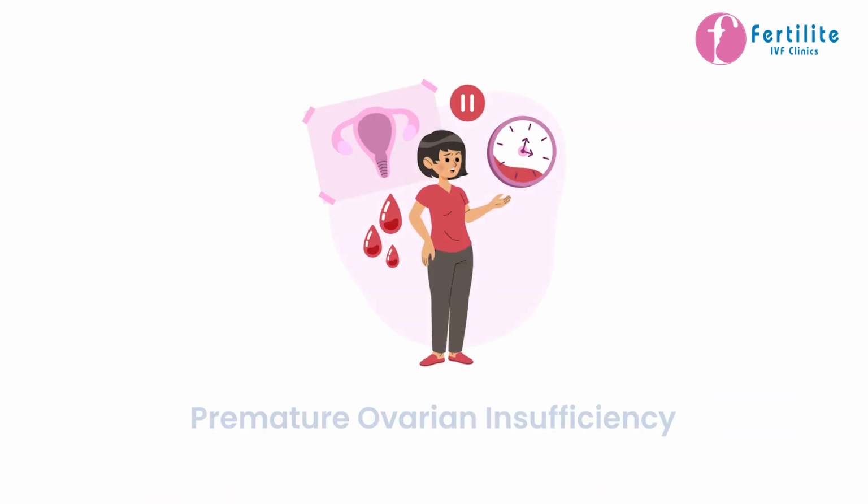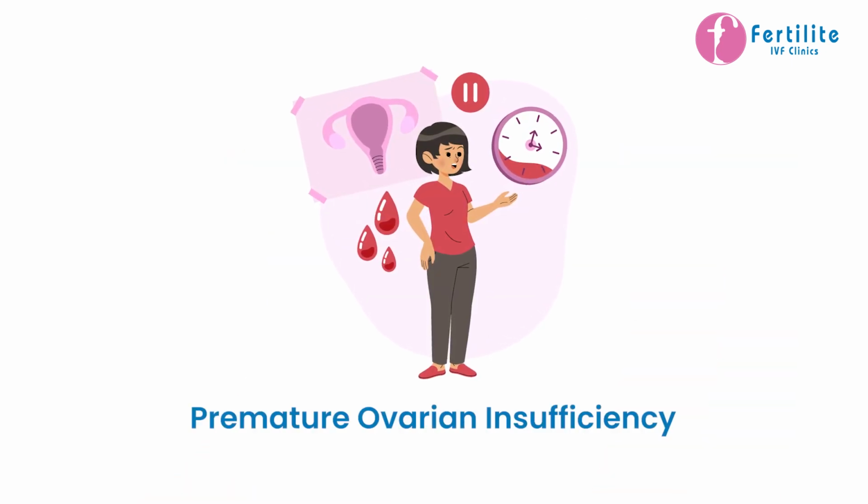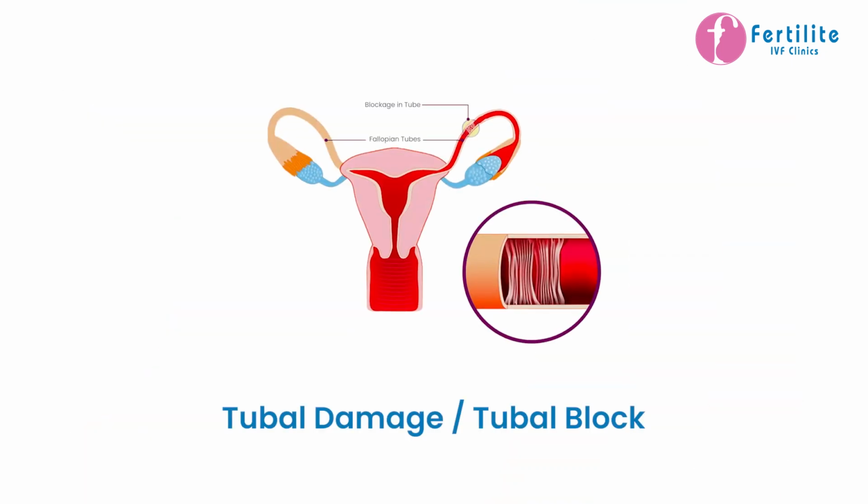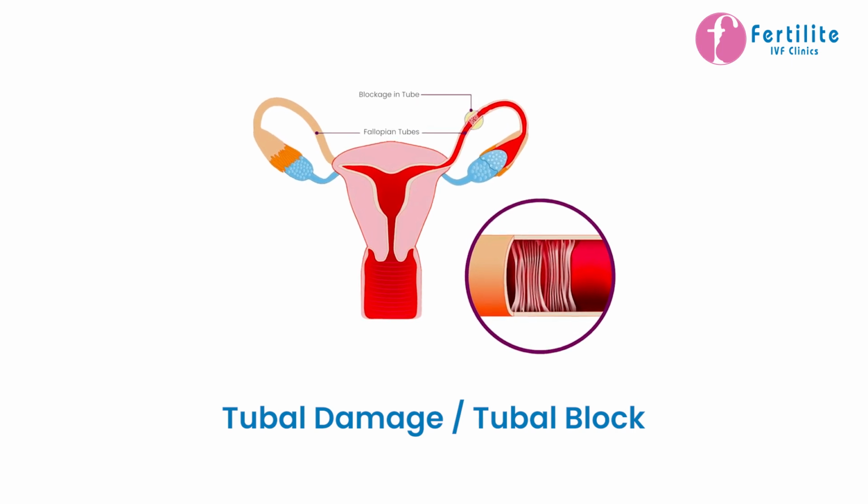The fourth one is premature ovarian insufficiency, a condition where she has stopped her periods before reaching menopause. So these are the ovarian causes. The next thing is tubal causes. Infertility may be due to tubal damage, fallopian tube damage, or tubal block.